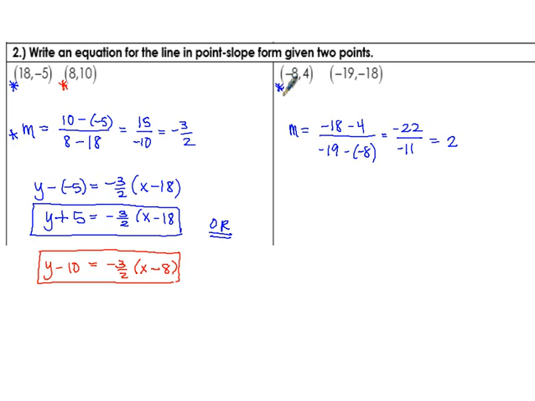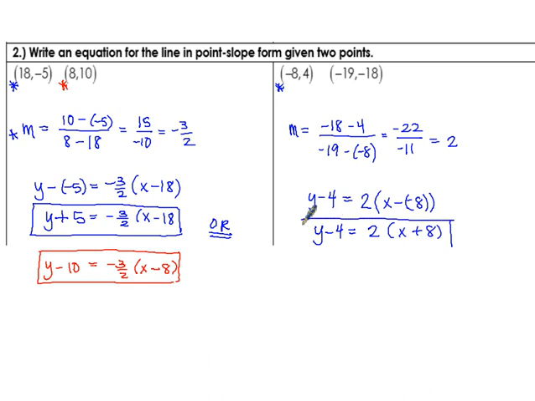So again, if I take the first ordered pair and write the equation of the line in point slope form, y minus 4 on the left, slope of 2 times the quantity, x minus a negative 8. Again, simplify. A minus negative always simplifies to an addition. I'm going to put that or in there again. Again, you only have to write one, but for note purposes, I'm going to do both sets here.